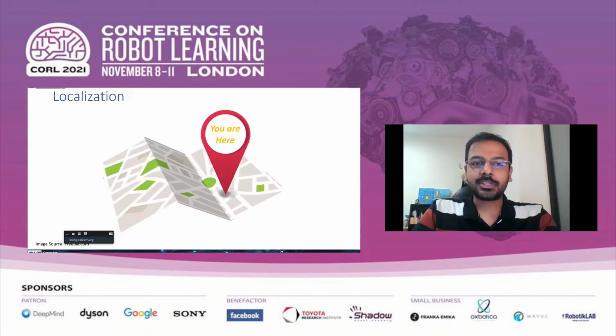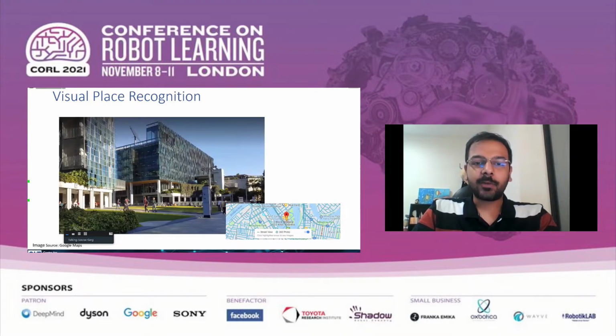So the answer to that question is localization, where we want to estimate where we are with respect to some sort of a reference map. And one of the ways of doing that with vision-based information is to do visual place recognition. With visual place recognition, given an image of a place, I can identify where I am because I'm revisiting that place. So that recognition gives me some coarse estimate of my location within that area.